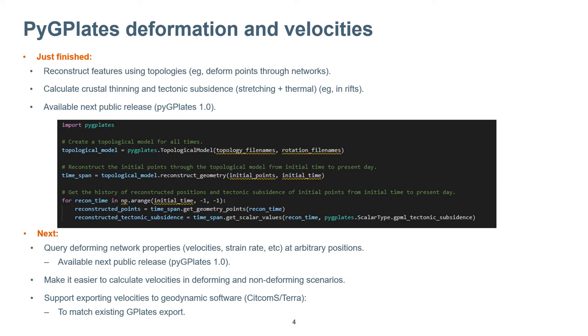And then once you've done that, that accumulates the history of all the point positions through time, and their quantities like crustal thinning, tectonic subsidence. And then you can just loop through and query those positions at different times and the scalar values, like tectonic subsidence.